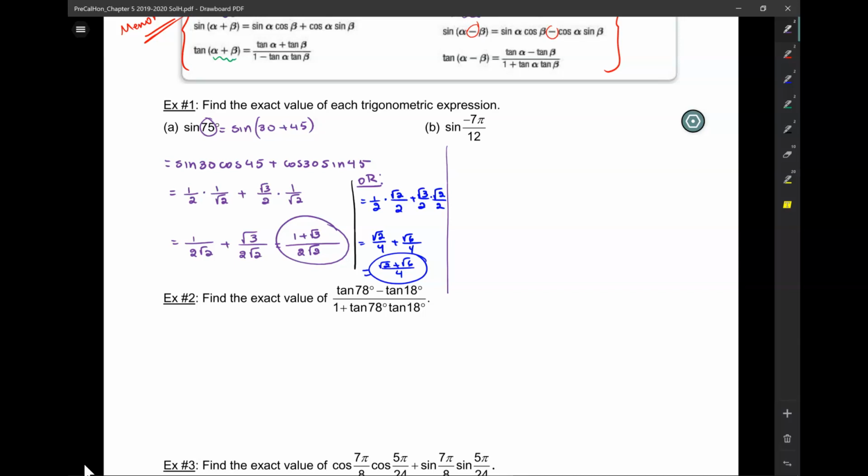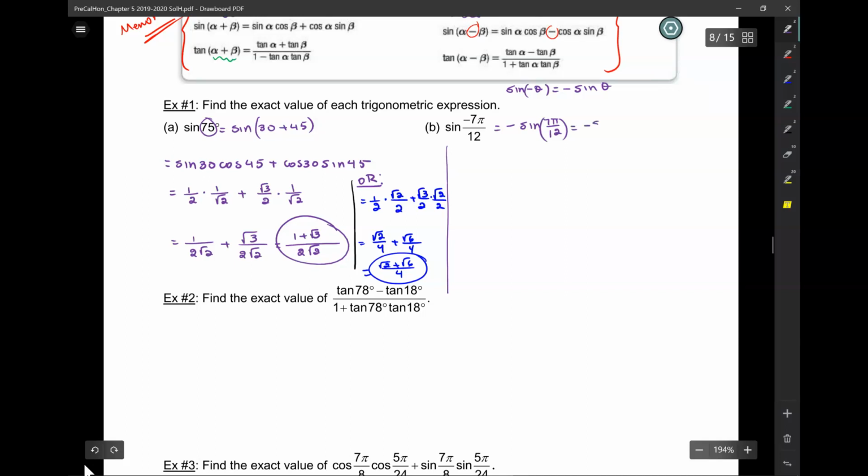Okay. So, first of all, I don't know about you, but I would rather have sine of a positive angle than sine of a negative angle, right? So now, if you have sine of negative theta, what is that the same as? Negative sine theta. So why don't we just do that first? Why don't we say this is the same as negative sine 7 pi over 12.